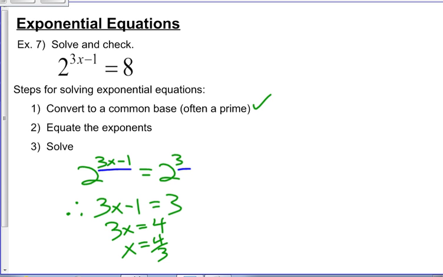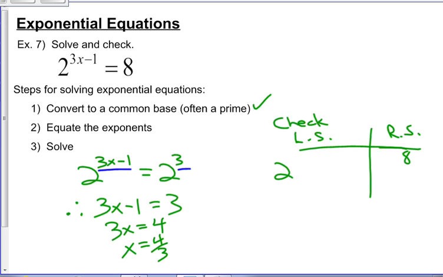I wonder if that is actually true. Let's check. On the left side and right side. Right side should be 8. Left side I would have 2 to the power of 3 times 4/3 minus 1. 3 times 4/3 is 4 minus 1, or 2 to the 3. Hey, it works. We get 8 on both sides.